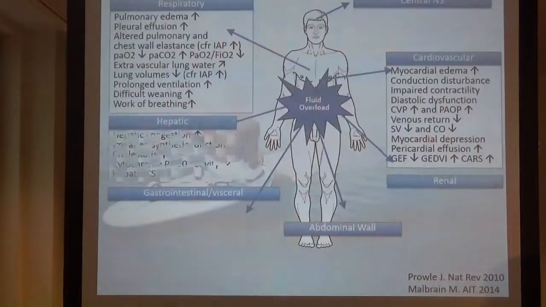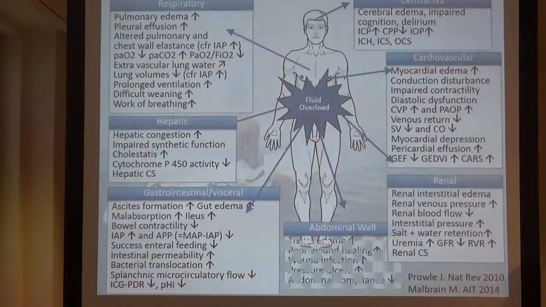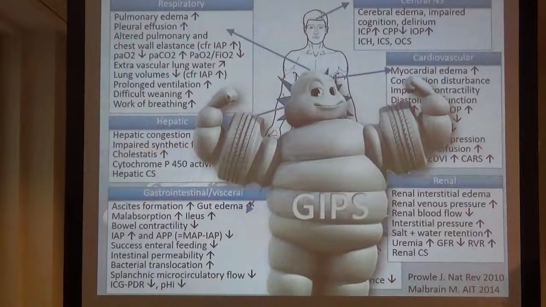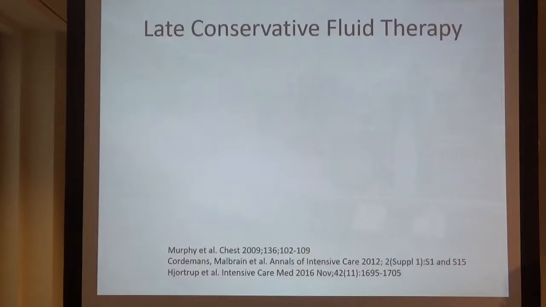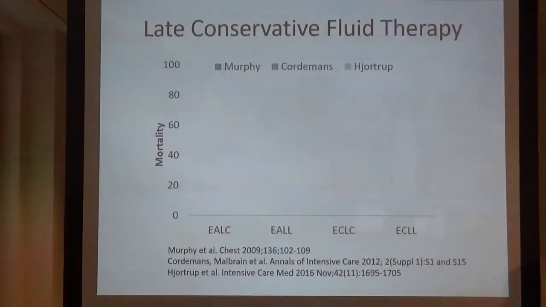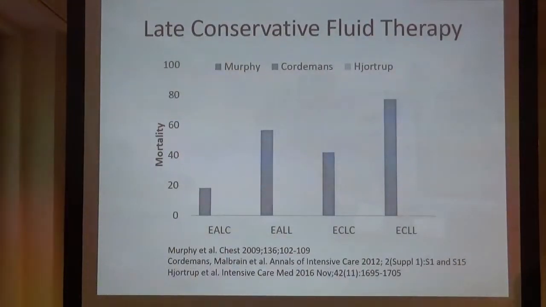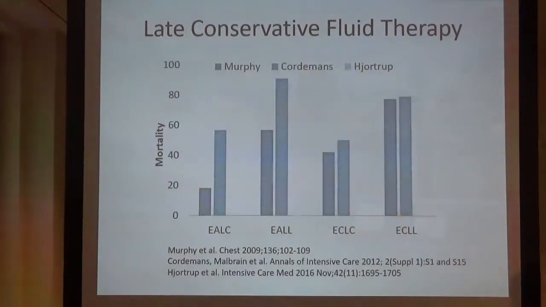The reason why all this is important is because fluid overload has an impact on end-organ function. So when there is congestion, and especially venous congestion in the kidneys, in the lungs, there will be organ injury and end-organ failure. So this may favor the idea of late conservative fluid therapy, or even a combination of early adequate, late conservative, or early conservative and late conservative.